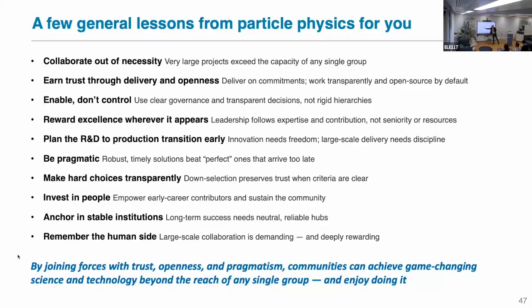Plan the R&D to production transition early. Very important. Make this step when you think you're ready. Be pragmatic. As I said, robust, timely solutions beat perfect ones that arrive too late. Make hard choices transparently. Down selection preserves trust when criteria are clear. Invest in people, empower the early career contributors, and sustain the community. Anchor in stable institutions. Long-term success needs neutral, reliable hubs, as we have at CERN.